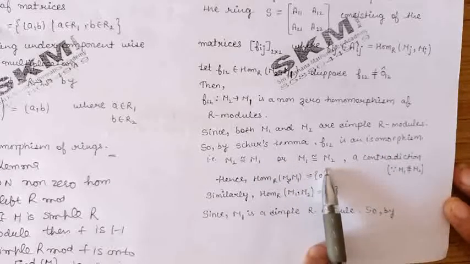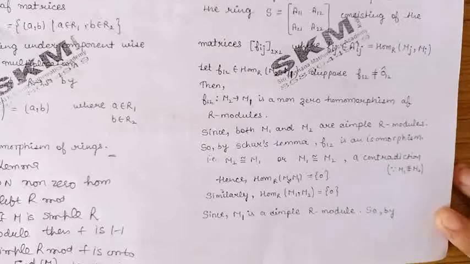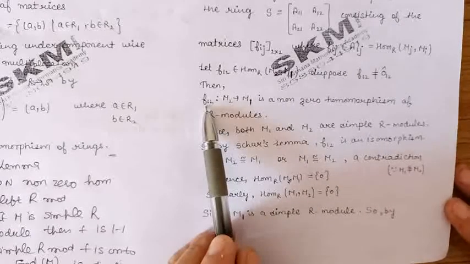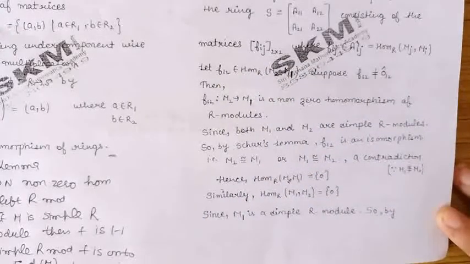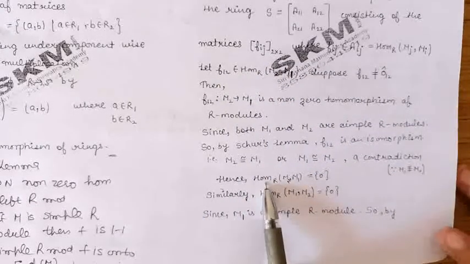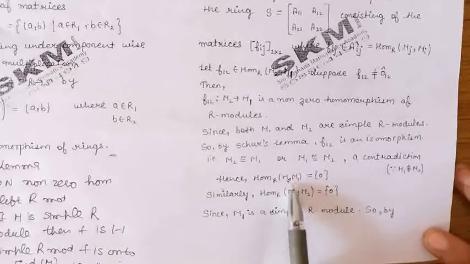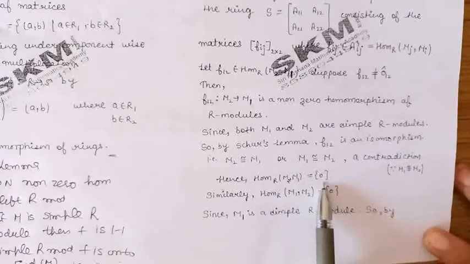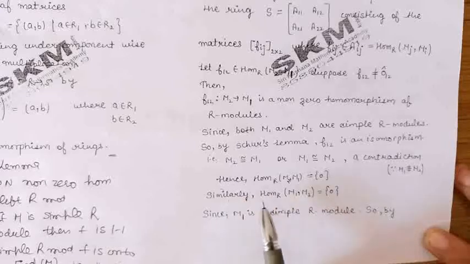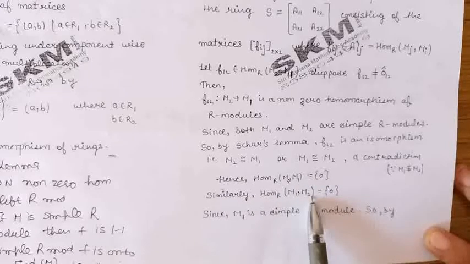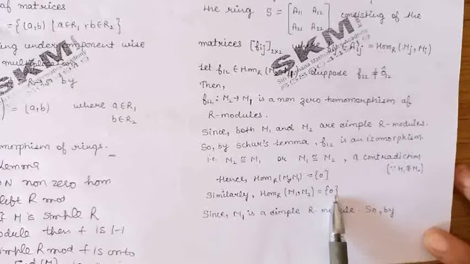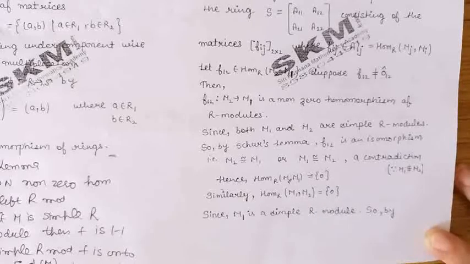But this is a contradiction because we are given in the statement that M1 and M2 are not isomorphic to each other. So we can say that this arbitrary element which we have taken from this set will be 0. So the set of all the homomorphisms from module M2 into the module M1 is 0. In the same way, we can prove that the set of all the homomorphisms from module M1 into the module M2 will also be 0 because M1 and M2 are not isomorphic.